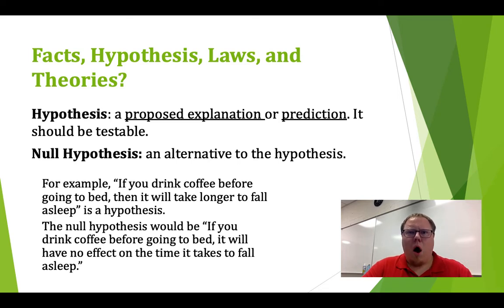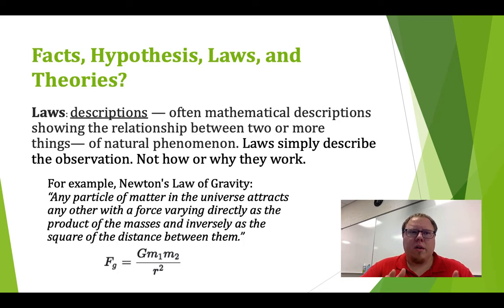Now, a law. A law is a description, okay? A law is a description. It's often mathematical, a mathematical description, and it shows the relationship between 2 or more things of some sort of natural phenomenon. So laws simply describe the observation. They don't explain how they work or why they work. They're just, this is what happens.